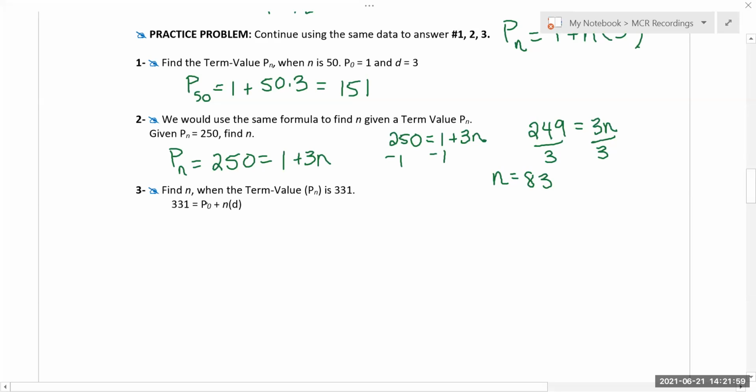Last time, this one is already set up for you. If the P of n is 331, what would n be? So we already know P of 0 is 1, and we know d is 3 because we got that info off the graph. So we're going to minus 1.